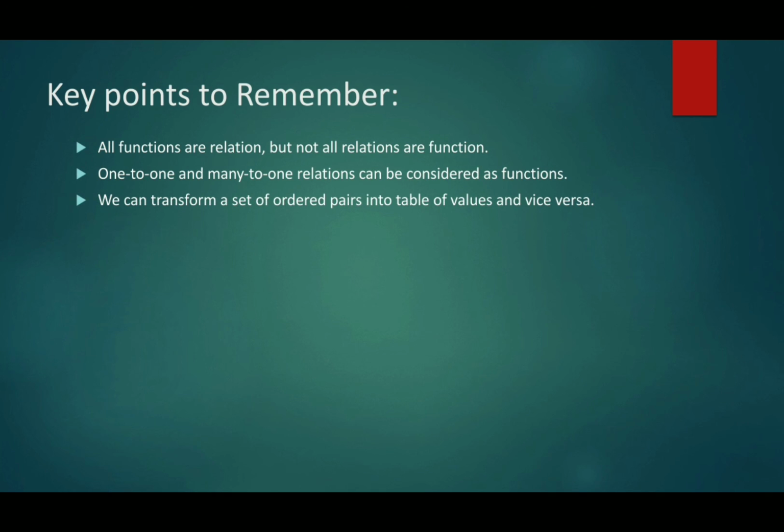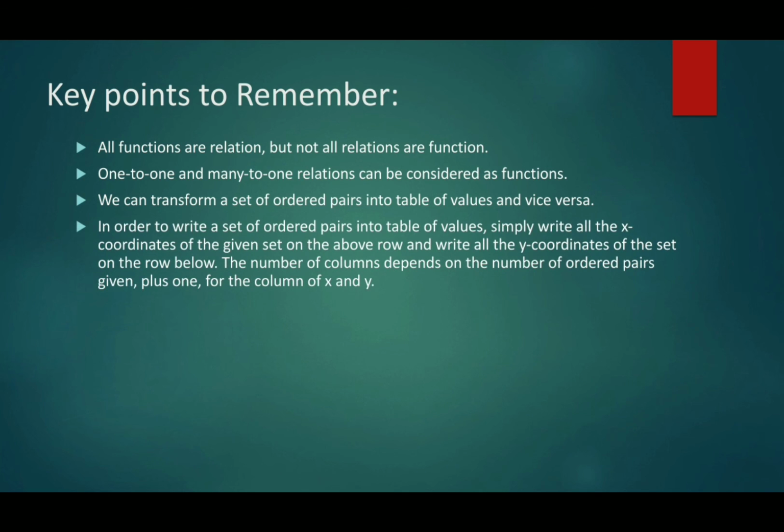Next, we can transform a set of ordered pairs into table of values and vice versa. So, pwede natin siyang gawing table of values para mas maintindihan natin. Kasi meron tayong 5 different ways of expressing a function. Okay, next. In order to write a set of ordered pairs into table of values, simply write all the x coordinates of the given set on the above row and write all the y coordinates of the set on the row below. The number of columns depends on the number of ordered pairs given, plus 1 for the column of x and y. O katulad kanina.